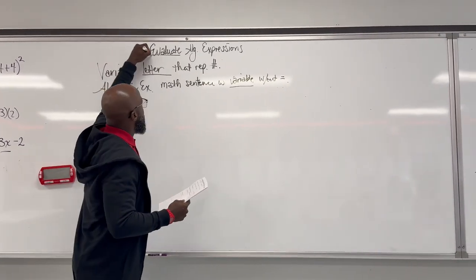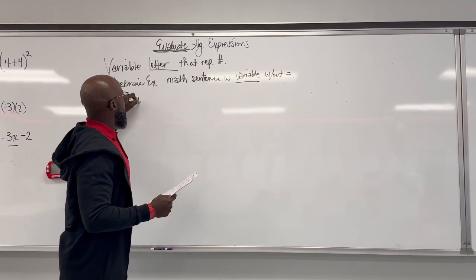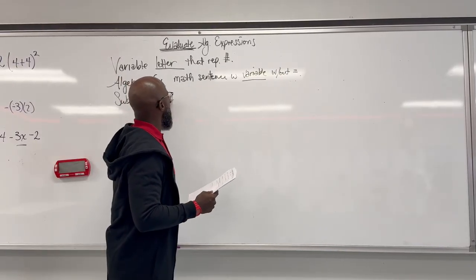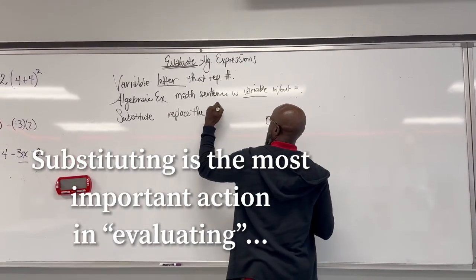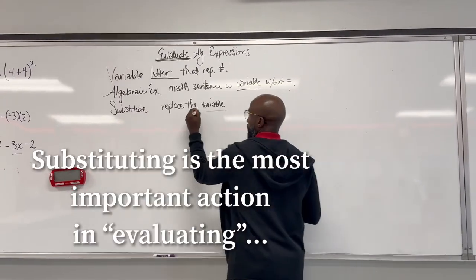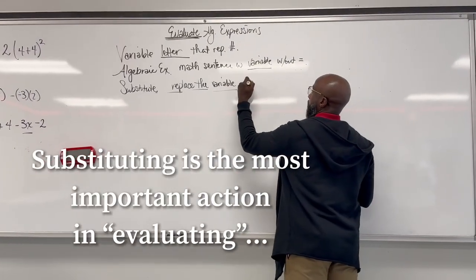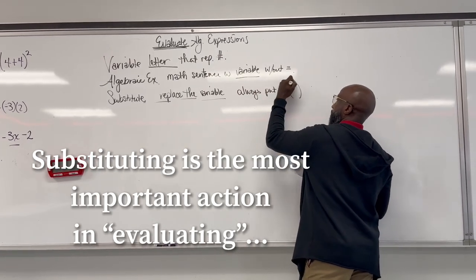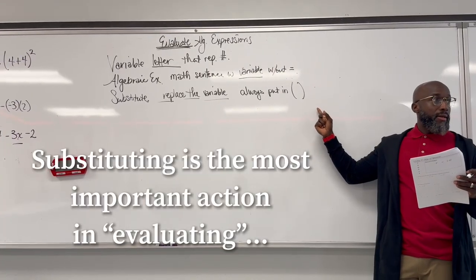When you are evaluating, what you're going to have to do is substitute. Substituting is a fancy way of saying replace the variable. Place the variable with the number, okay? Now, whenever you substitute, you want to always put parentheses around that value, right? All right.